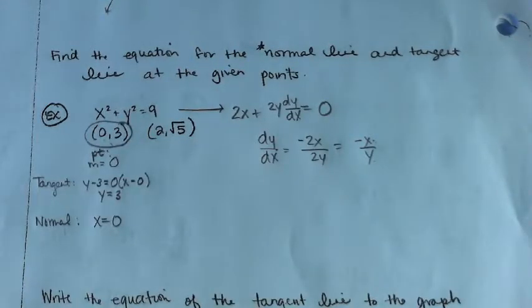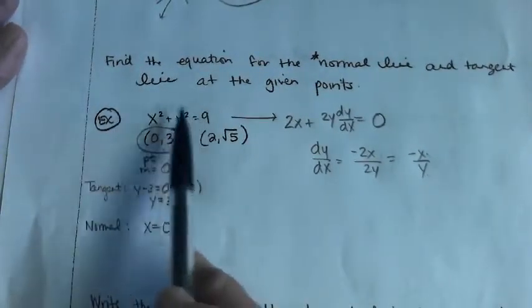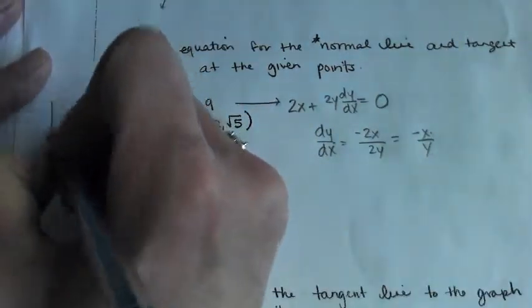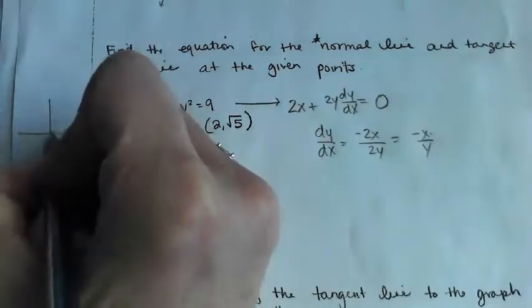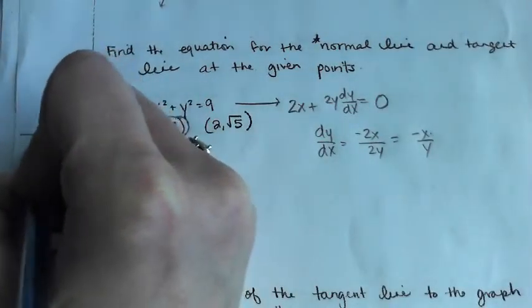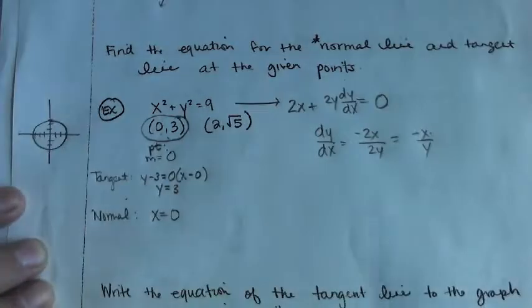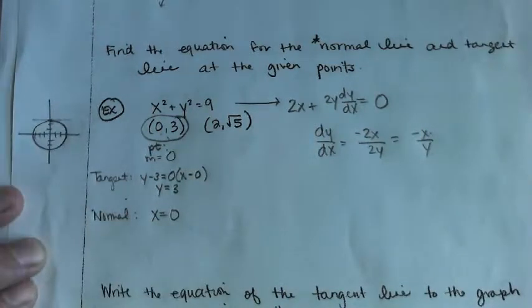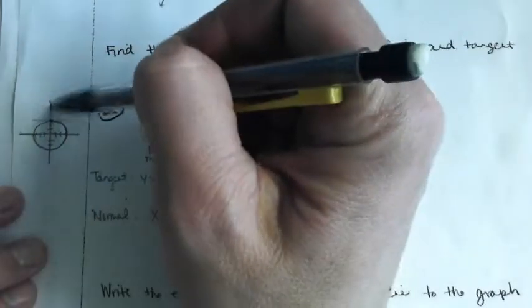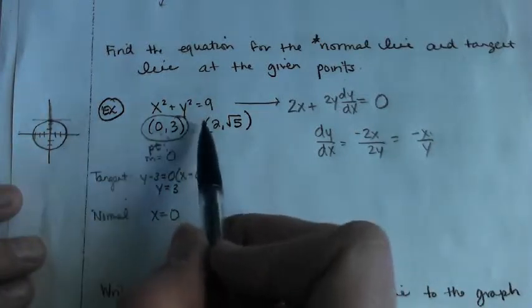Okay? So in hindsight, what is this the equation of? A circle centered at (0, 0) with a radius of 3. And so we just found the equation of the tangent line at this point, which is obviously y equals 3. And the equation of the normal line right there is x equals 0. So we could have done that one without actually doing this process. (2, root 5) we'll have a tougher time with.